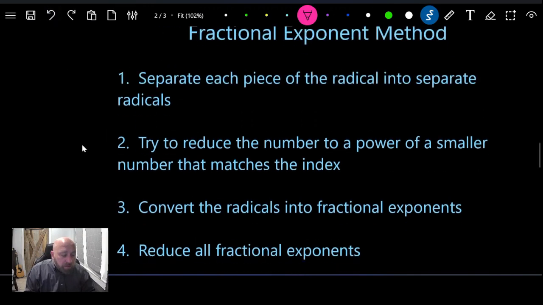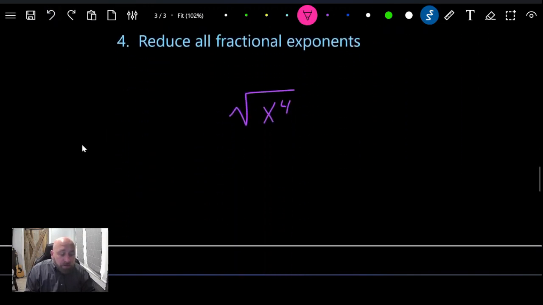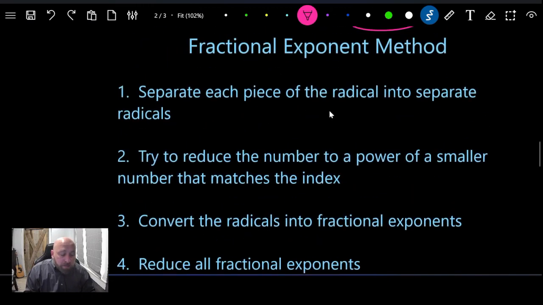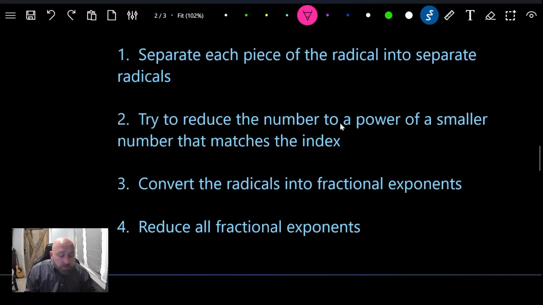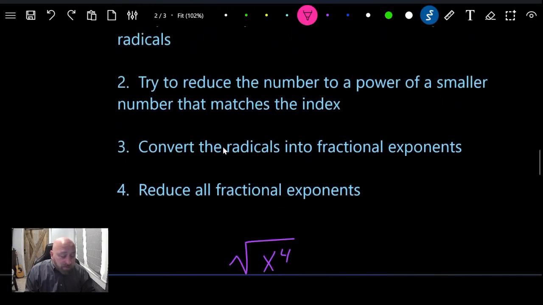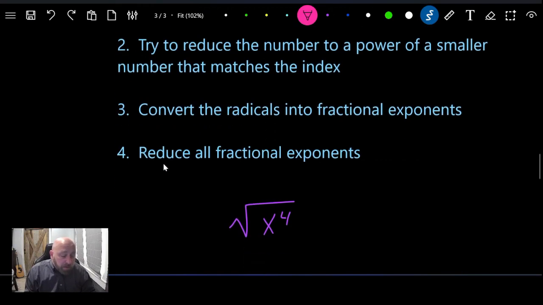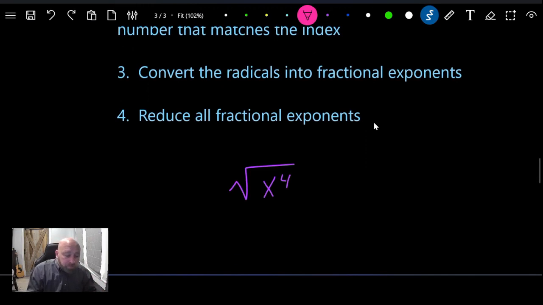Let me get rid of this so that we can go back and forth and try to figure this out. So in this one, we want to separate, well, we don't have anything to separate. It's just x to the fourth. Second part, try to reduce the numbers. Well, we don't have any numbers. We just have x to the fourth. All right, we're on to step number 3. Convert the radical into fractional exponent. Okay, we can do that. So this equals x, and we did this in yesterday's lesson. So we have x to the, we have 4 here. So remember, 4 becomes the numerator, and this is an understood 2. It becomes the denominator.